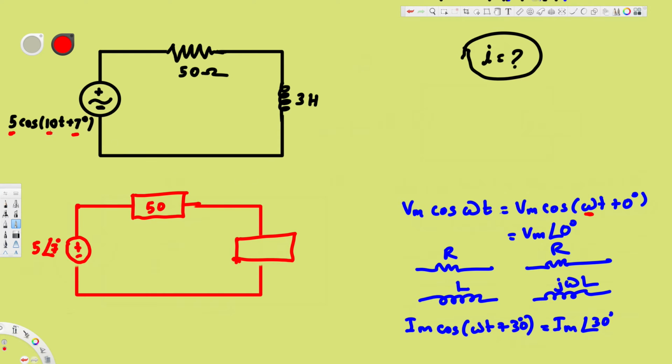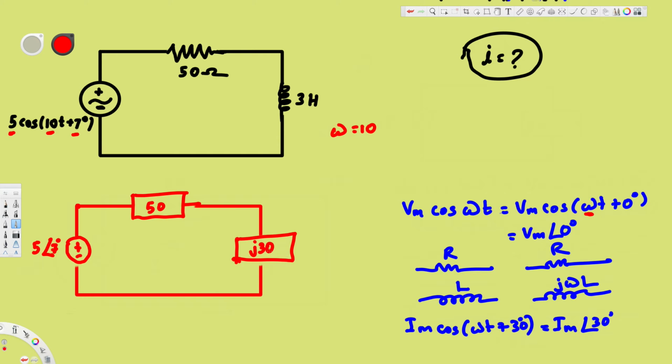In our case, that's going to be 10, right? So omega is equal to 10, and we know the inductance, that is 3 times 10, 30. So j omega L, j times 30, is just j30. Okay, so these are the things we need to know, and these two are impedance right now. This resistance and this inductance are impedance.